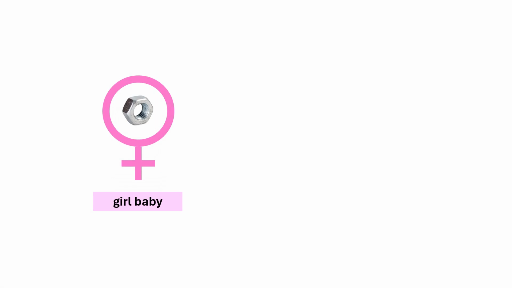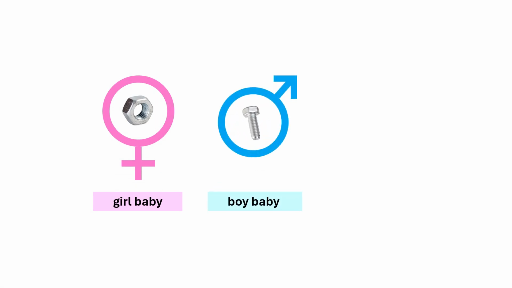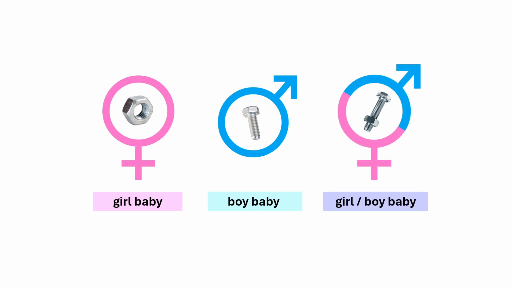Primary reproductive traits involve the structuring of reproductive anatomy. These traits are usually apparent at birth or before birth using ultrasound. Visual examination usually confirms it's a girl baby, or it's a boy baby, or it's possibly a girl or boy baby, as when intersex traits are visible.